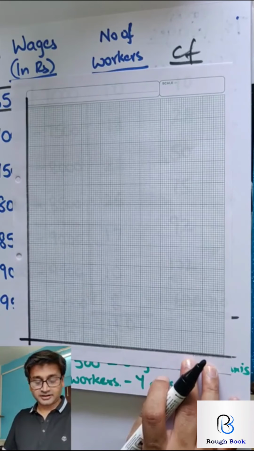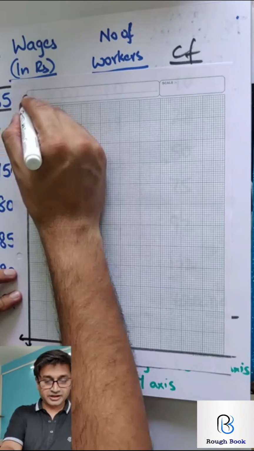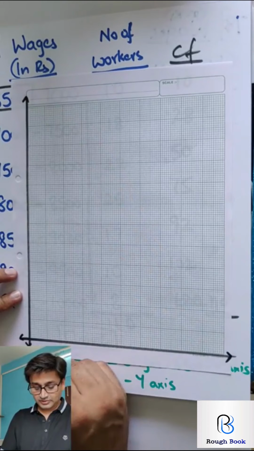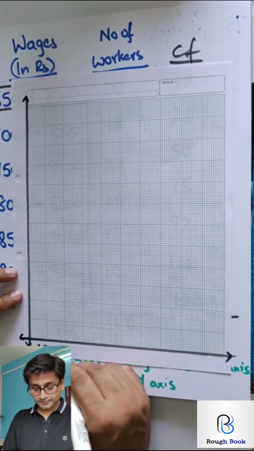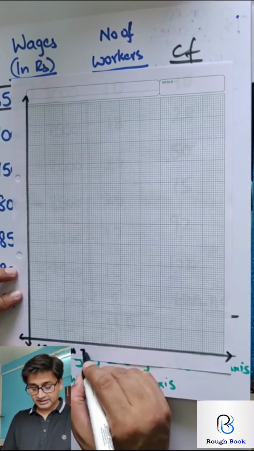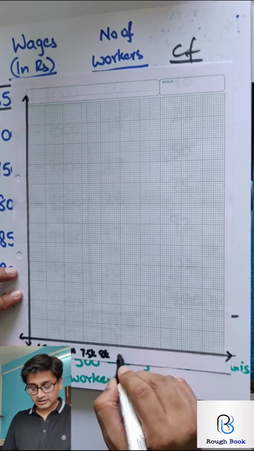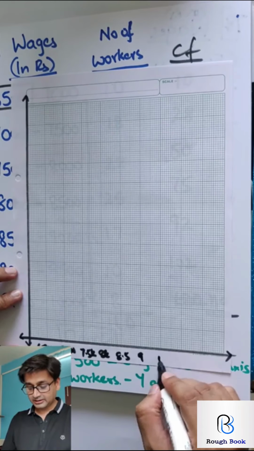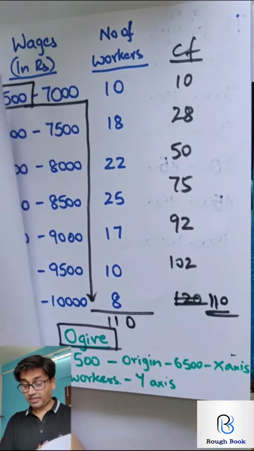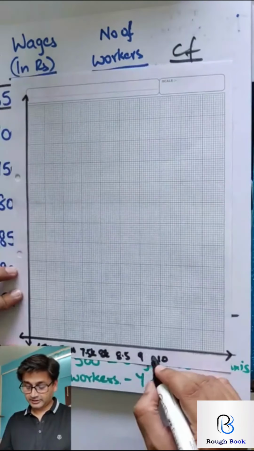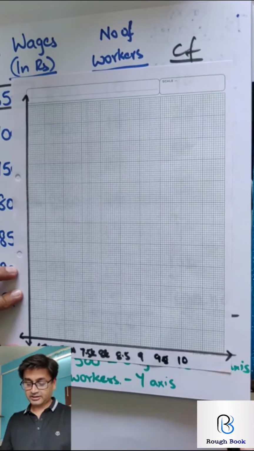So once the axes are ready, you start with 6500 onwards. So 6500, 7000. I'm writing 7.5k, 8k, 8.5, 9, sorry, 9.5, and then 10.